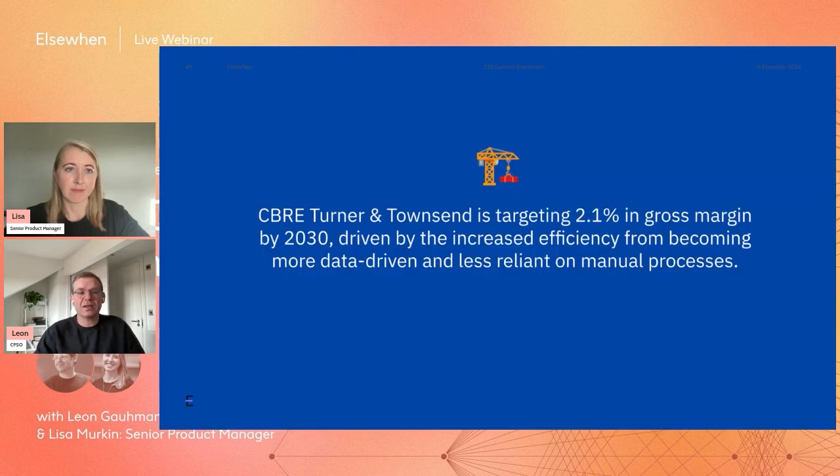One of our clients is CBRE Turner & Townsend. It's a projects control company that is part of CBRE, and they look at projects and they kind of control the complexity of projects like the Elizabeth line or the Shard, so really, really large infrastructure projects. The organization is targeting 2.1 in gross margin improvement by 2030. They want to increase efficiency from becoming more data-driven and less reliant on manual processes. So our work really feeds into that to be able to show that target moving.